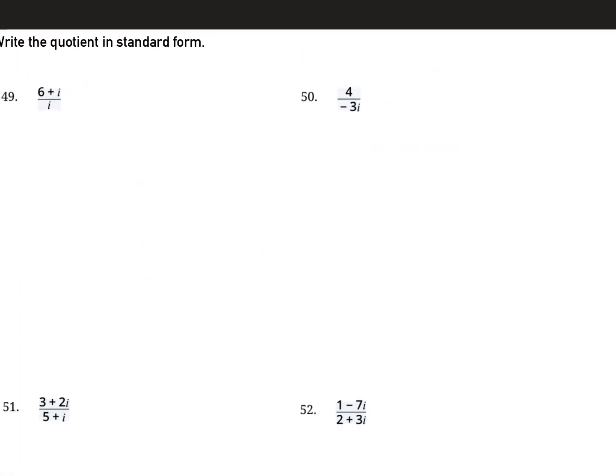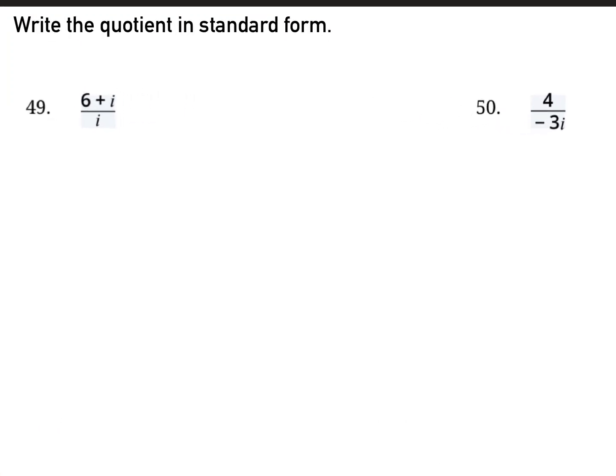For our last set of examples, again from 2.3, you are writing the quotient in standard form. So remember, take the complex conjugate and then multiply the top and the bottom of your fractions by that complex conjugate. So with 49, you have 6 plus i over i. Remember, the complex conjugate of just i is negative i. So you'd multiply the top and the bottom by negative i. Again, the whole idea with these is to make sure you do not have an i in the denominator.